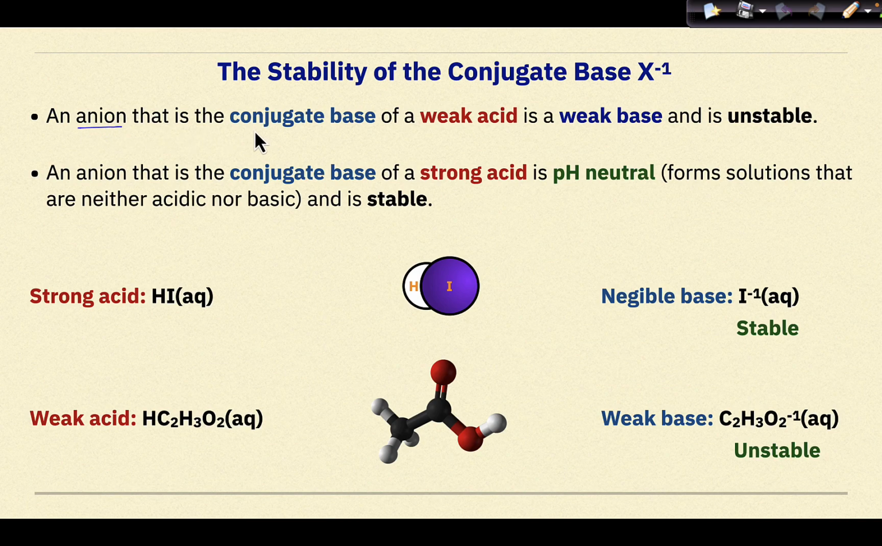An ion that is the conjugate base of a weak acid is a weak base and is unstable. An ion that is the conjugate base of a strong acid is pH neutral. In other words, it forms solutions that are neither acidic nor basic and is stable. So a strong acid like HI will have a negligible base of I-1, where I-1 is a stable ion. A weak acid like acetic acid has a conjugate base that is a weak base, and the acetate ion is unstable. Let's look at this in more detail.